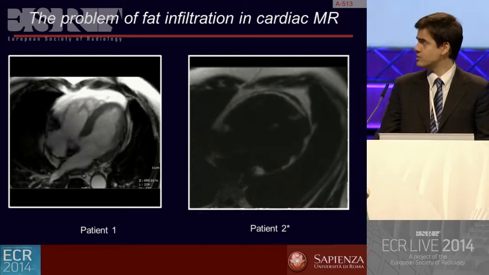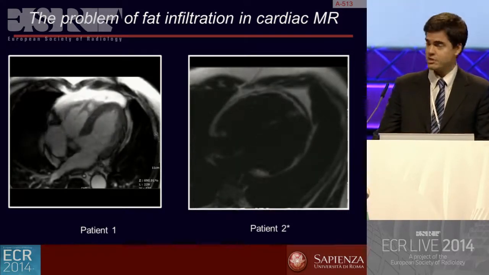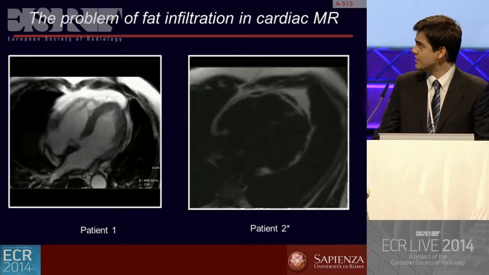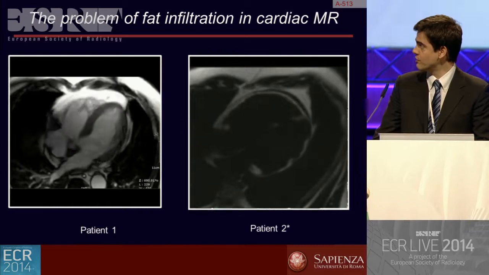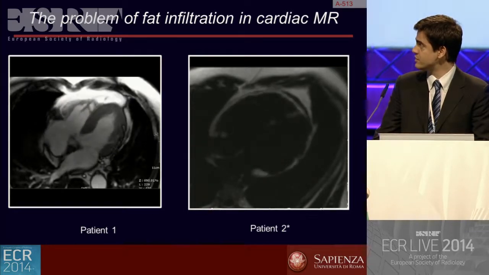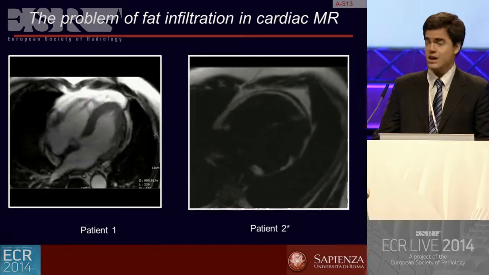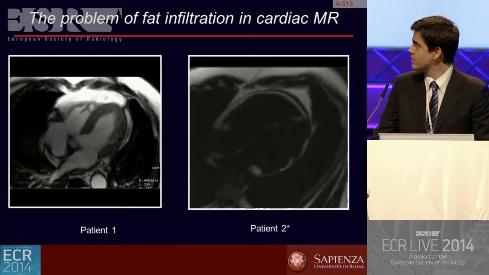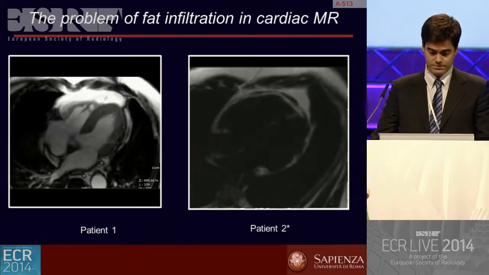You notice here, first of all, probably the second movie, I apologize, is a bit dark. Look at the dilatation or the regional wall motion of the right ventricle in both cases, patient 1 and patient 2. Look if you see anything from the screen in this patient. Look at both ventricles.